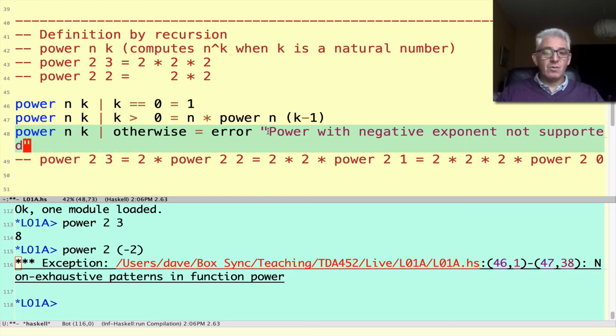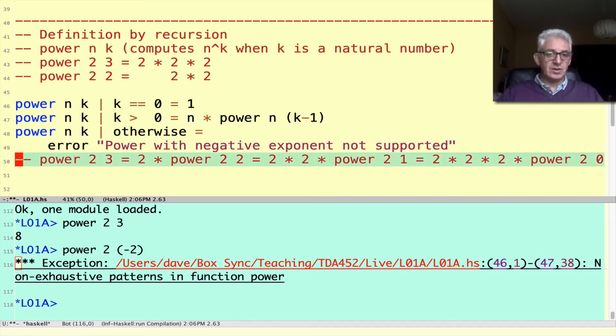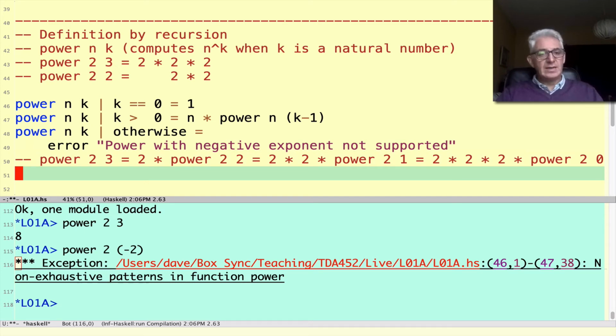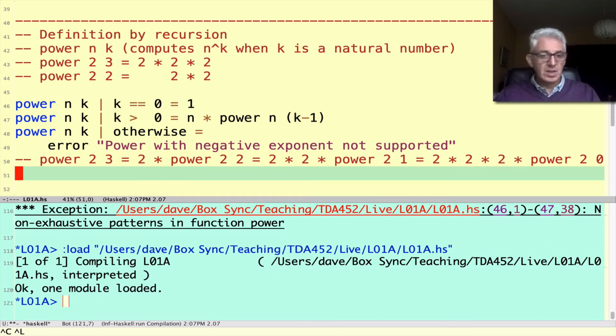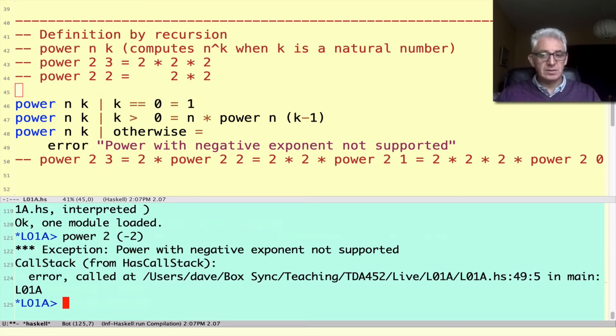So I've said power with a negative exponent not supported. Oh, it's quite a long line. And you might think, oh, that's not very nice. Well, no, it's not very nice to read on this little small screen. But we can actually put in line breaks any way we like, as long as we indent it more than one space. So I'll indent it a few spaces and put it on the next line. Okay, so we now have a version of the power function which, when we try it out on a negative exponent, will still give an exception, but with our own error message.